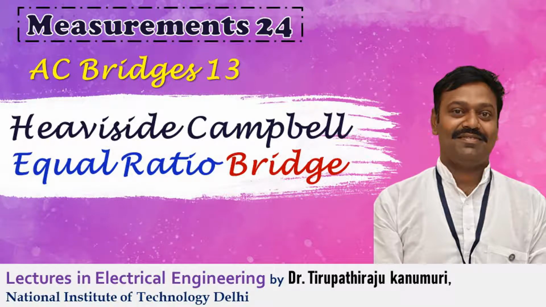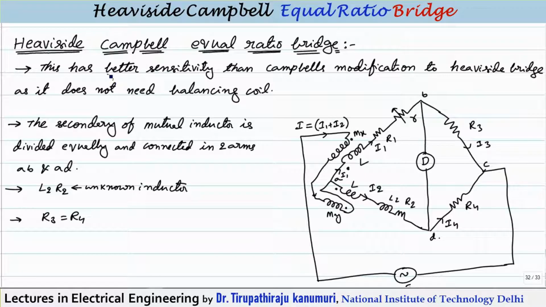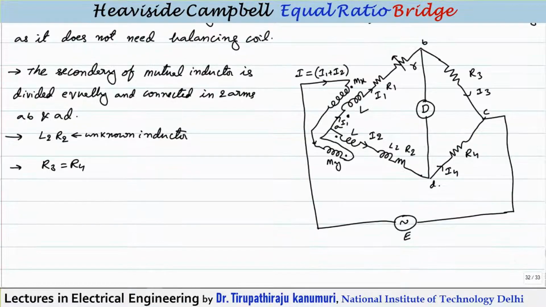Hi all, today we are going to discuss the Heaviside Campbell equal ratio bridge. This has better sensitivity when compared to the previously discussed bridge, that is, the Campbell modification to the Heaviside bridge, as in this case there is no need to go for the balancing coil. In this case there is some little modification and it will be a little difficult type of bridge.